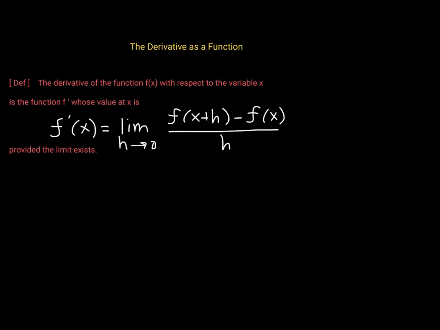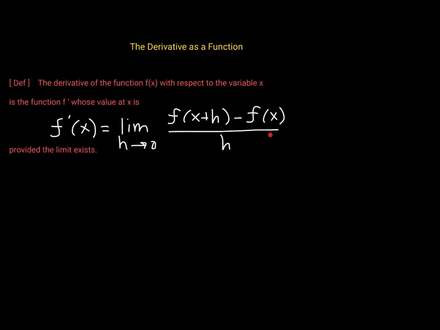So this is what we have. The derivative of the function f of x with respect to the variable x is the function f prime. That's how we say that, f prime, whose value at x is f prime of x, is equal to the limit as h approaches 0 of f of x plus h minus f of x all over h, provided the limit exists. So you recognize this.